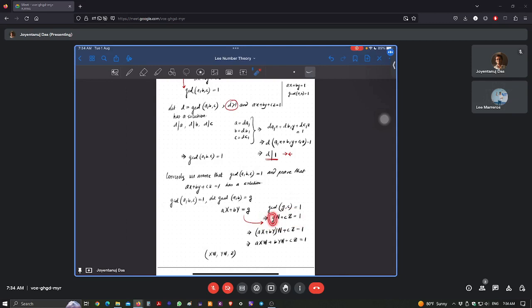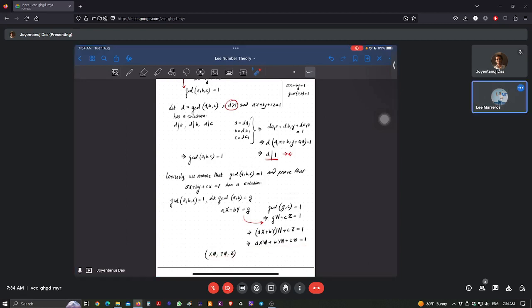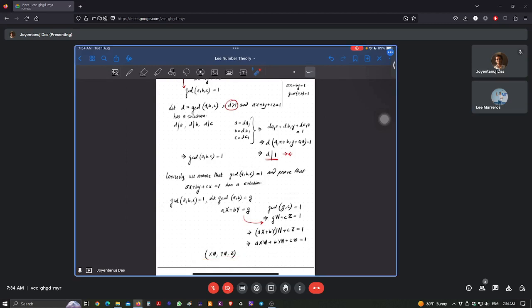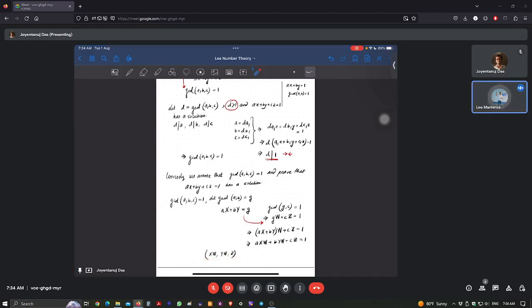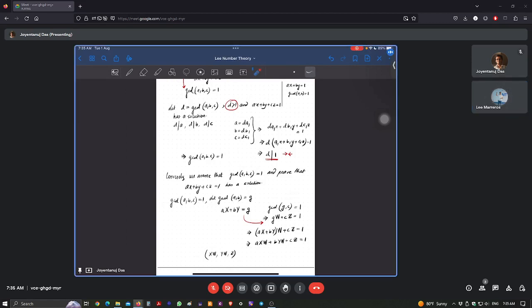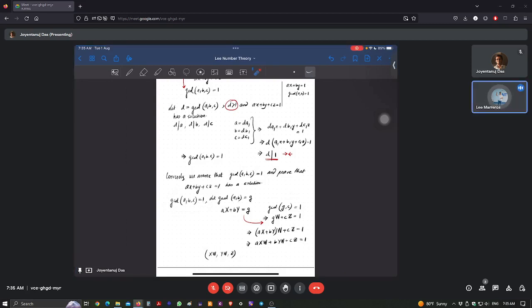Now I substitute the value of G here and we get this. Then we check that this is a solution, and the GCD of that would be 1. So because of this condition, we get that XW, YW, and Z is a solution. Okay, so coming back to part C.